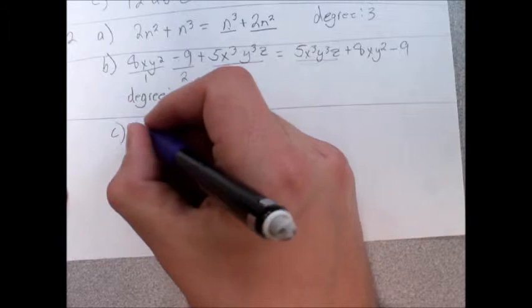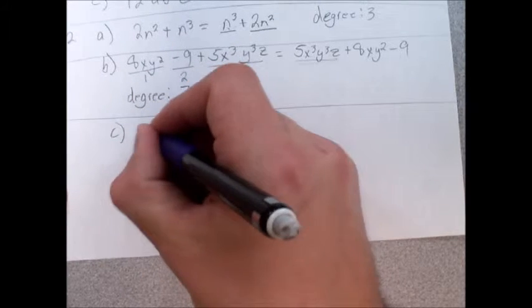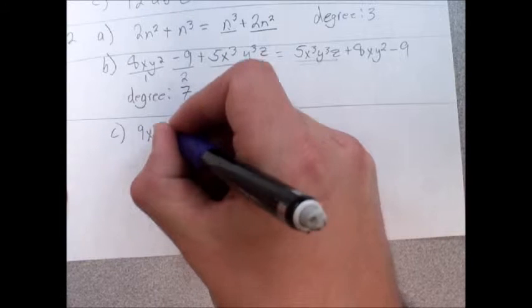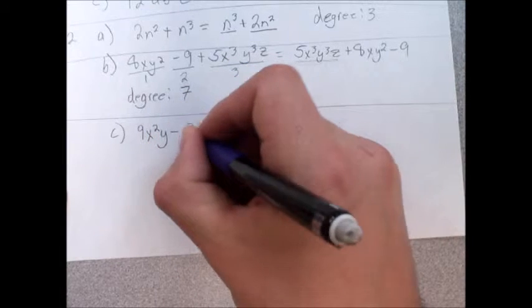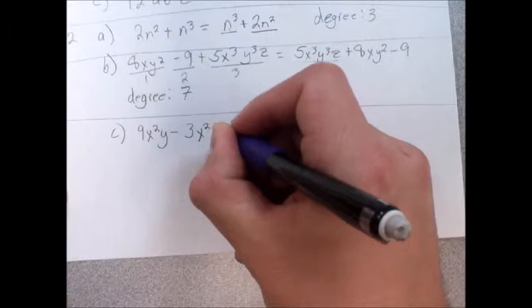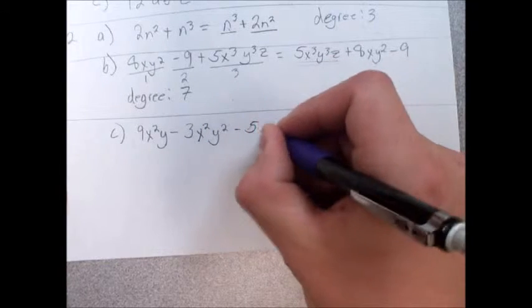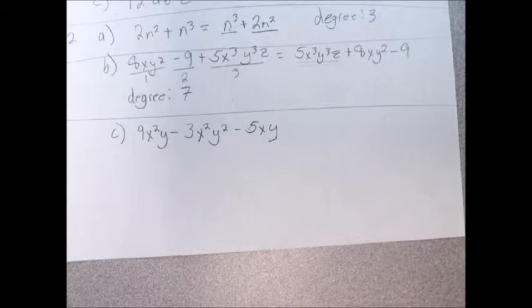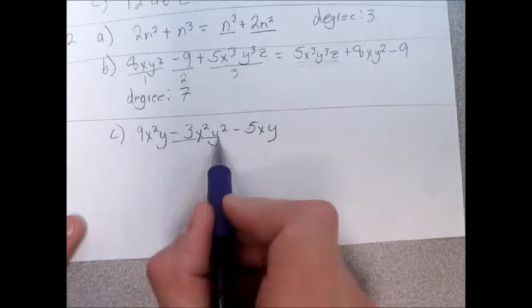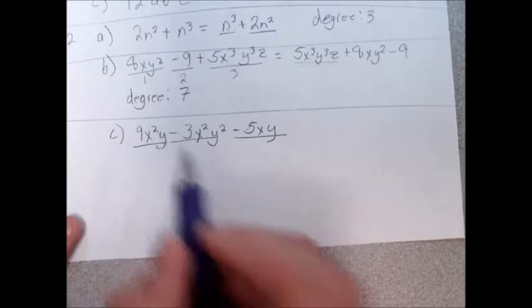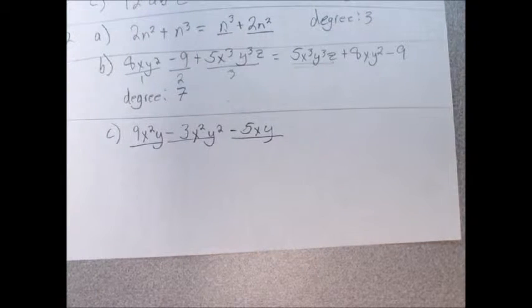I'm going to give you a second to do C on your own. I'll say it out loud, so write it down. 9x squared y minus 3x squared y squared minus 5xy. Okay, do not misplace a negative. There are 3 terms here. I've already underlined them for you. Put them in the proper order. Go.